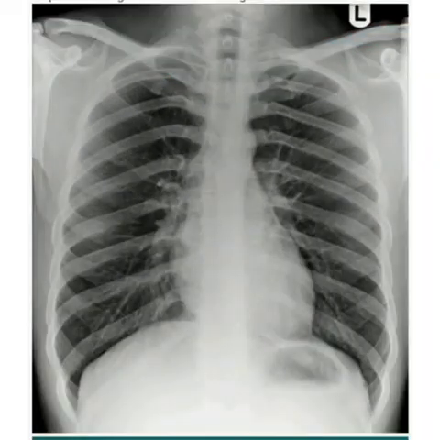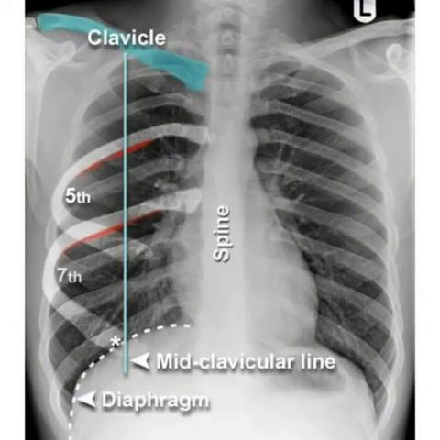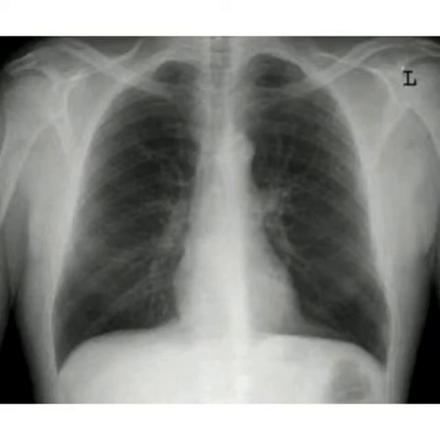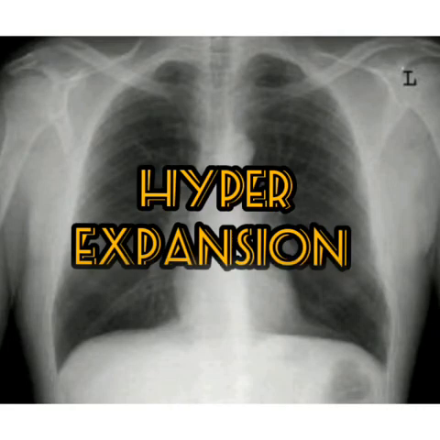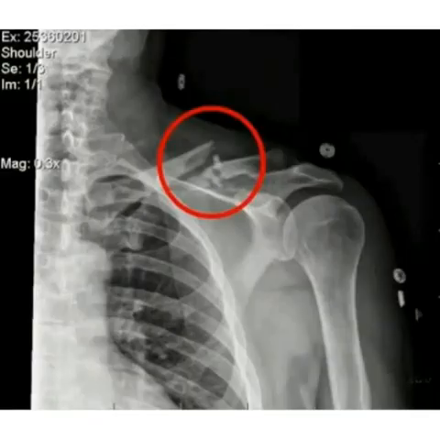The clavicle and ribs act as a landmark when assessing the adequacy of inspiration taken by the patient. The anterior end of approximately 5 to 7 ribs should be visible above the point at which the mid-clavicular line intersects the diaphragm. Less than 5 ribs indicates incomplete inspiration and more than 7 ribs suggests hyperexpansion. A chest X-ray provides a good view of the ribs and clavicular fractures. Clavicular fractures are usually at the middle third of the clavicle, which is easy to see in a chest X-ray.